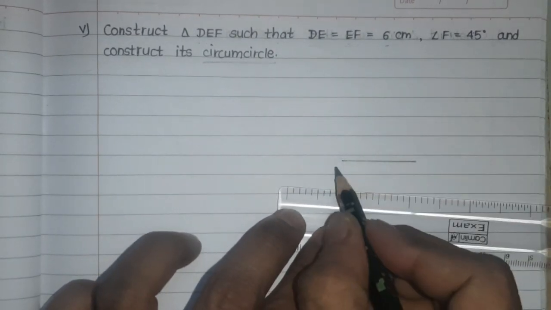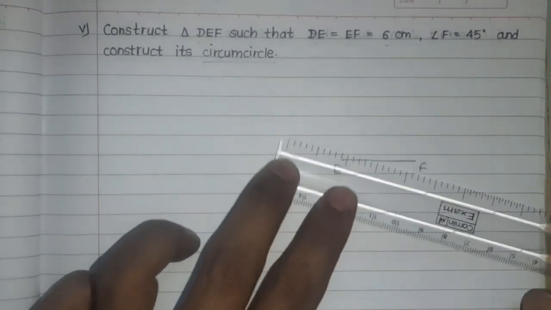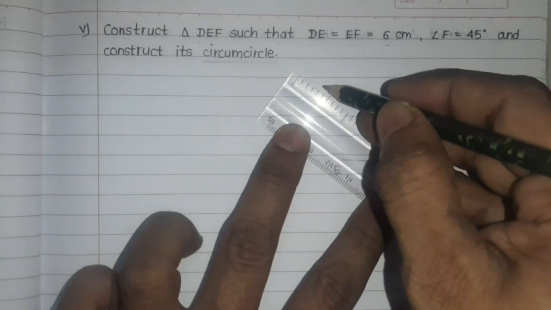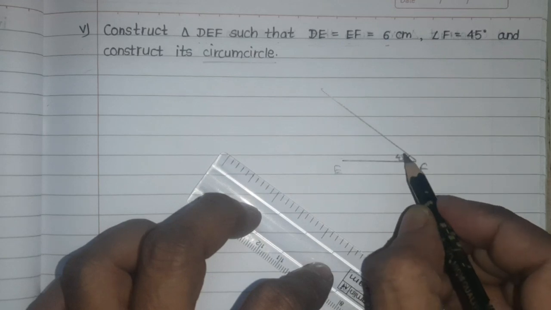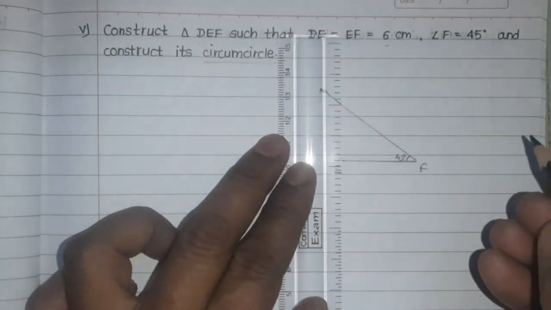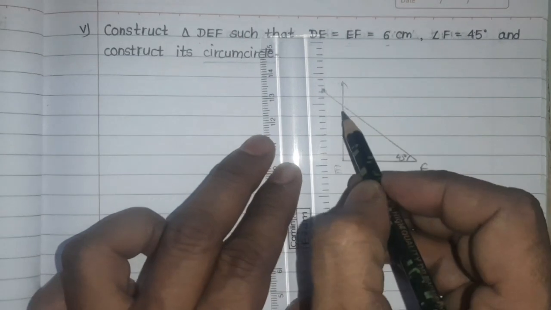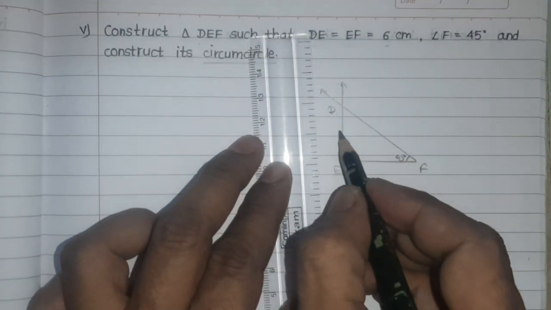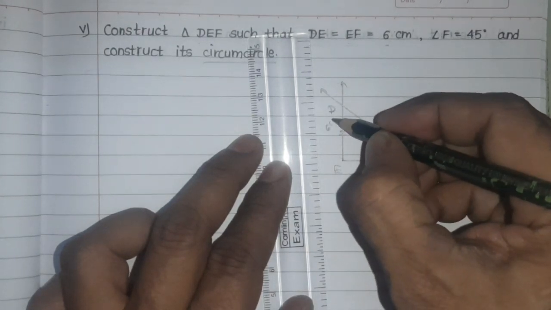It is EF. At the point F, the angle is of 45 degree. Therefore, this is angle 45 degree. And DE is also 6 cm. Therefore, this is point D. DEF is a triangle. This and these are 6 centimeter. This is also 6 centimeter.